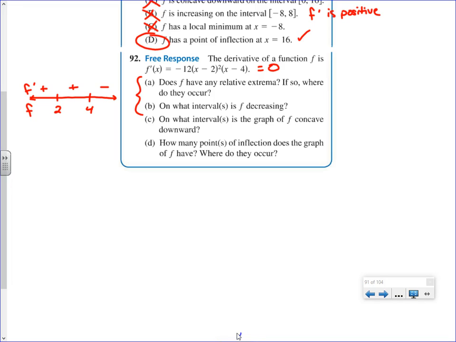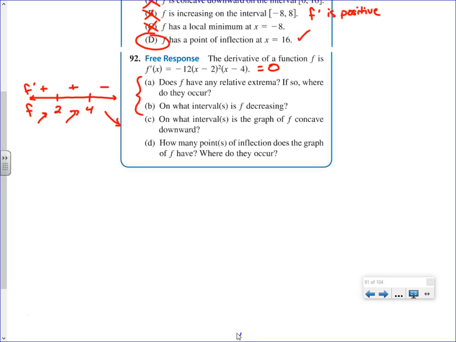Then we have a cool one: positive, positive, negative, meaning f is increasing, then decreasing. Question: is there any relative extrema? Where? At 4. Why? Because it goes up and then it goes down. Wait, don't use that. F increases.